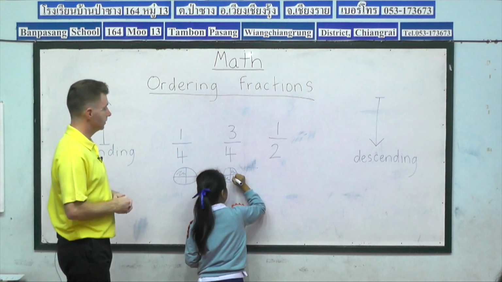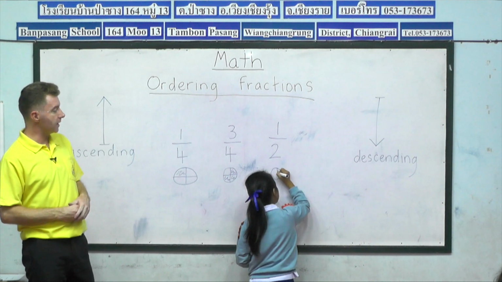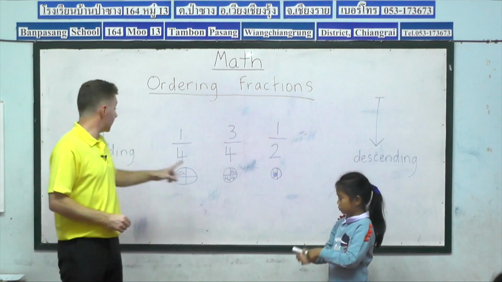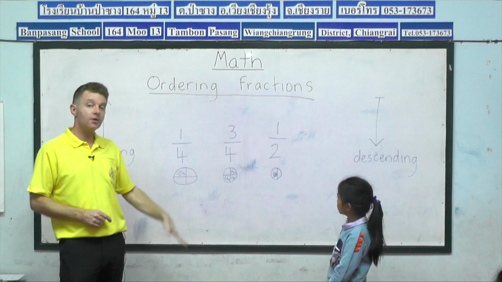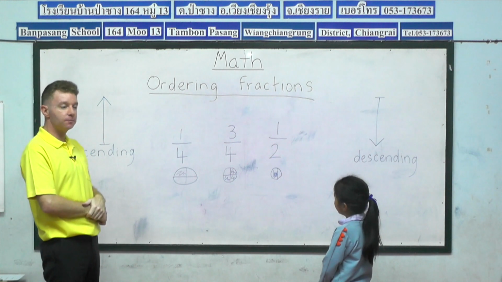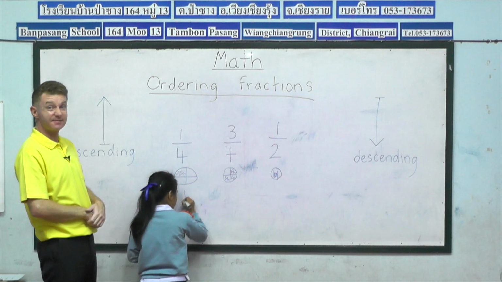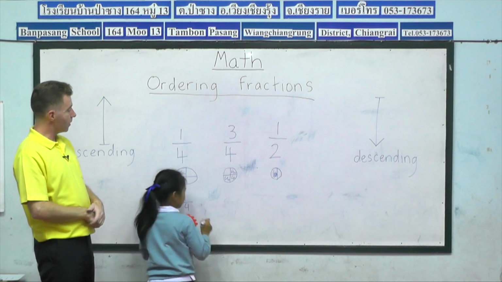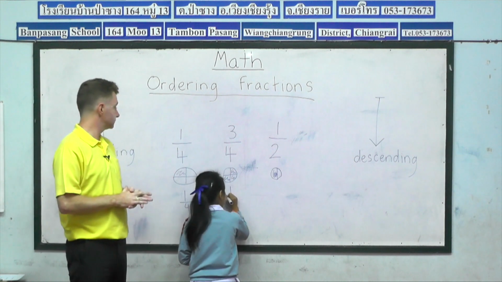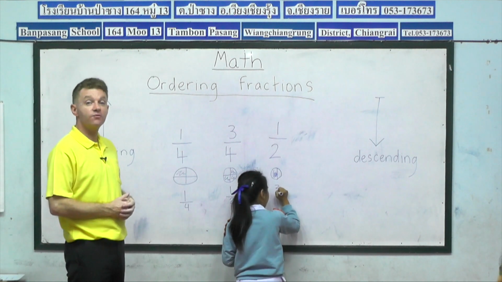Yes. And then our final circle, how many parts? 2. How many in blue? 1. Okay, so we're going in ascending order from smallest to biggest. So which do we think is the smallest fraction, guys? Which has the least amount of blue? 1/4. So we can write 1/4 again here, because that's in the correct place. But after 1/4, which is the next biggest? 1/2. And finally, the biggest, 3/4.